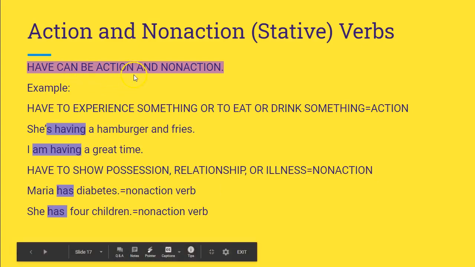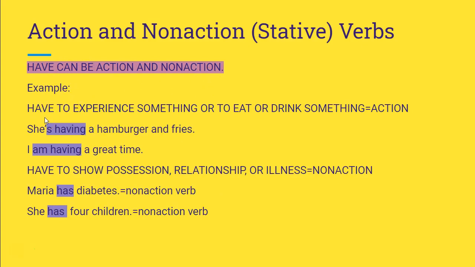Have can also be action and non-action. So when you're using have to show that you are experiencing something, or to eat or drink something, that's an action verb, and we can use present continuous. She's having a hamburger and fries. So here we're showing what she's eating. I am having a great time. Here we're showing what someone is experiencing.